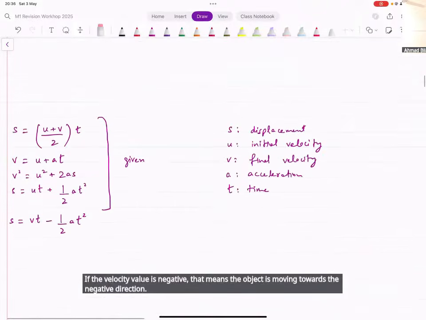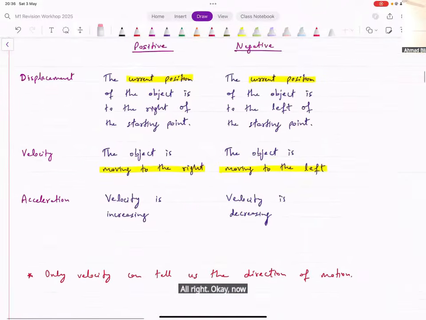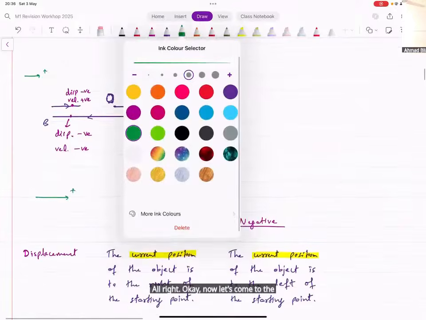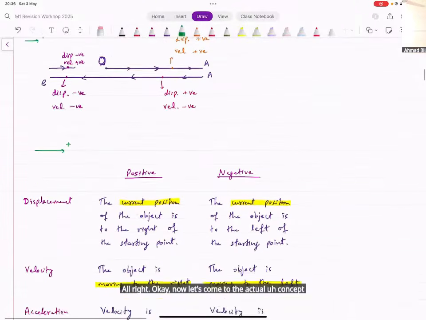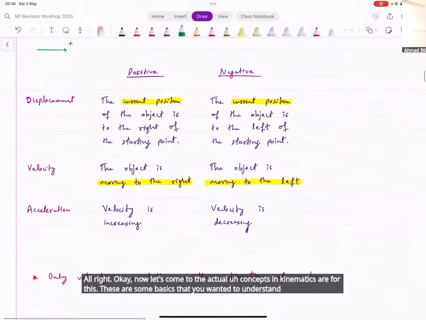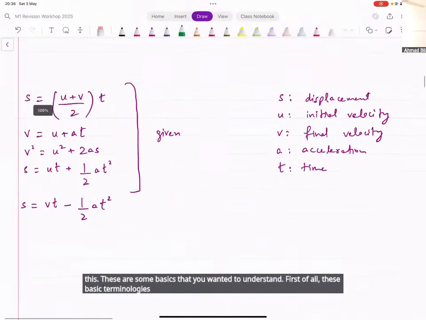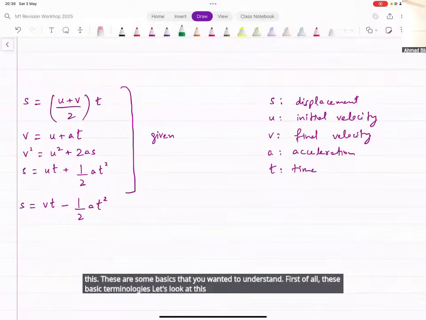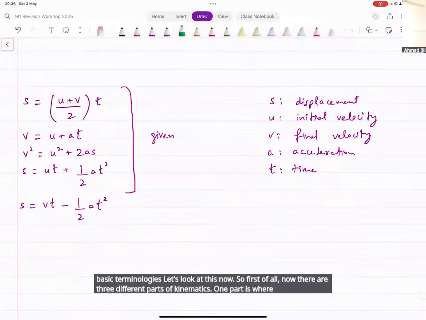All right. Now let's come to the actual concepts in kinematics after this. These are some basics that we wanted to understand, first of all, these basic terminologies. Let's look at this now. First of all, there are three different parts of kinematics. One part is where you have to use constant acceleration formulas.